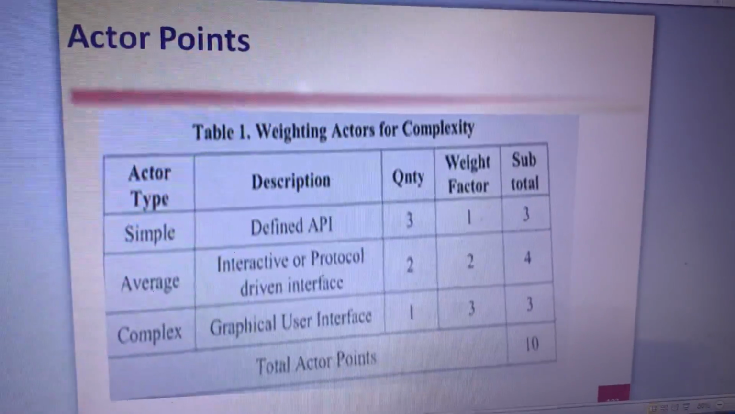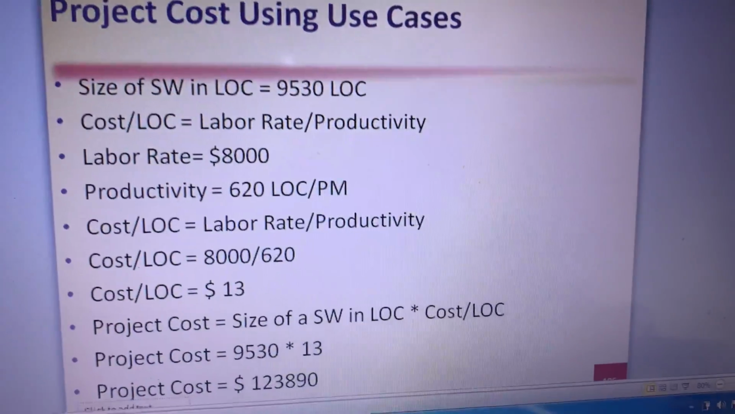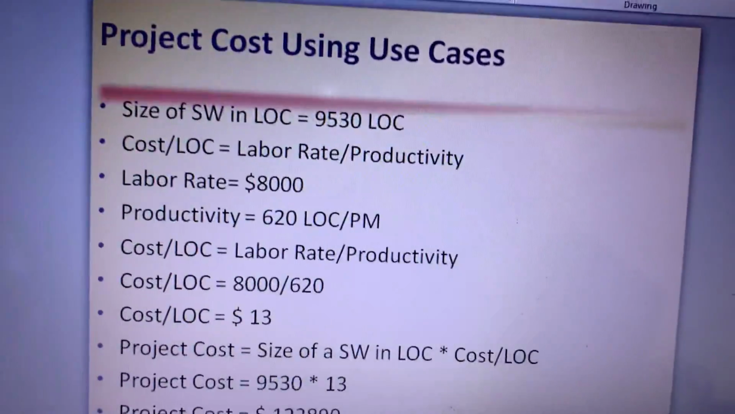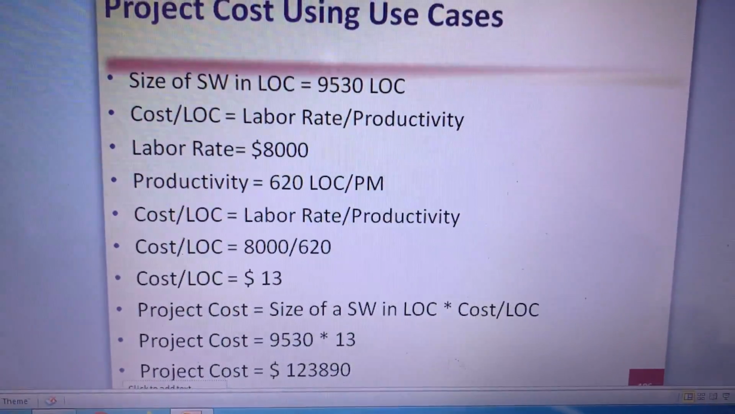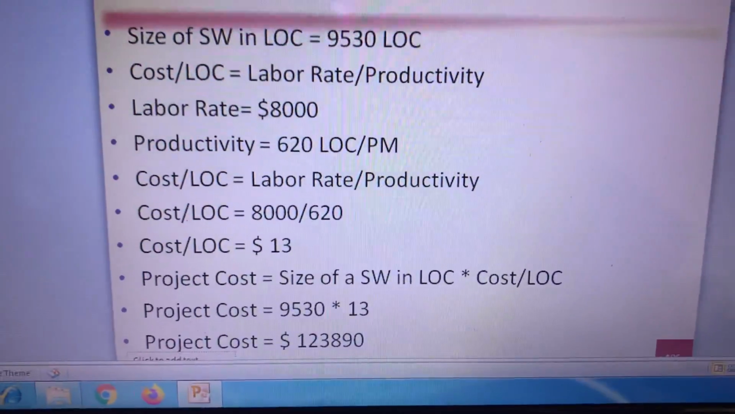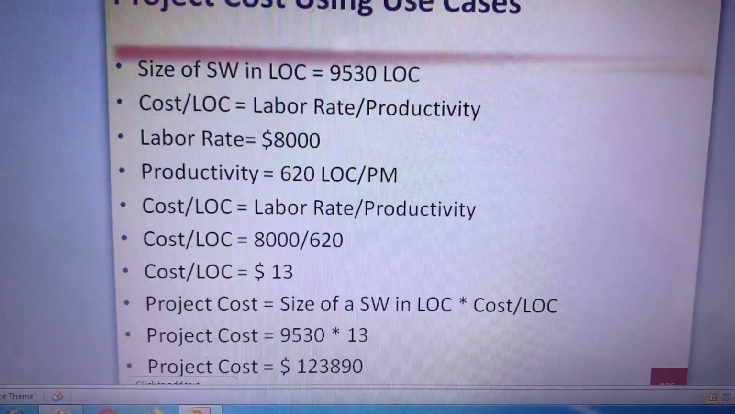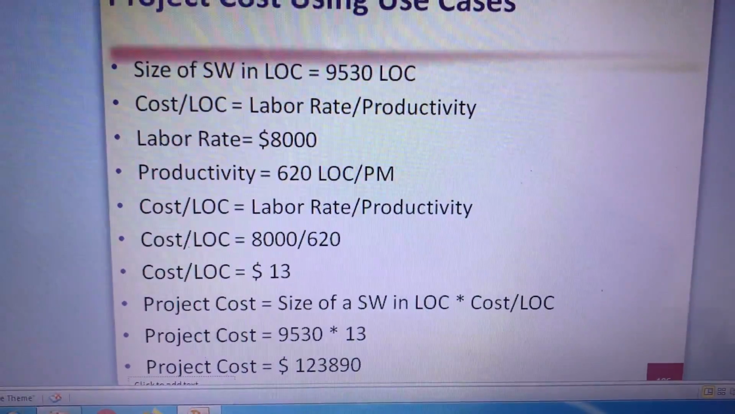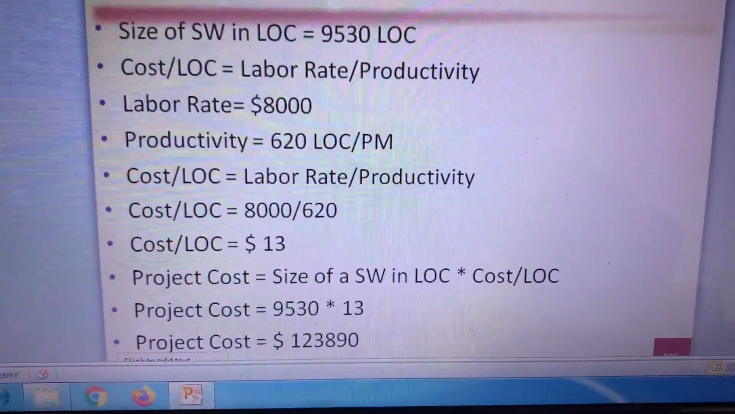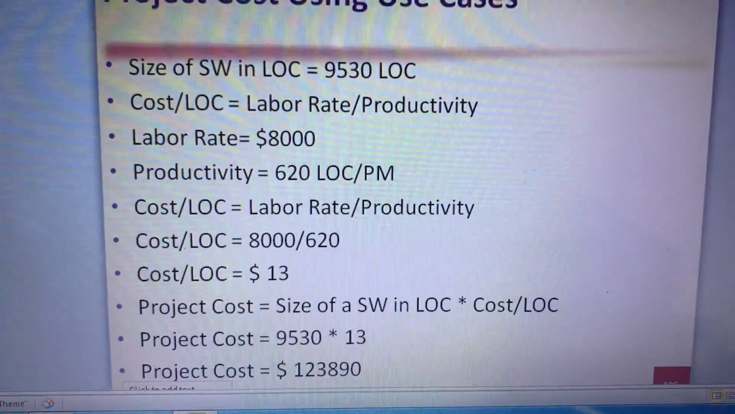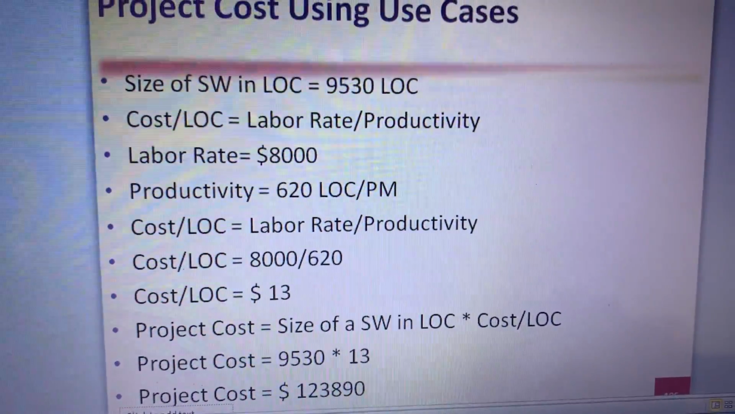Then we have use case point estimation, which is the new line of code method. So we have size in terms of lines is 9530 based on backfiring method. Cost per LOC, labor rate divided by productivity, and so we have 8,000 divided by 620, that is $13. So size is 13 multiplied by 9530. So project cost is $123,890.